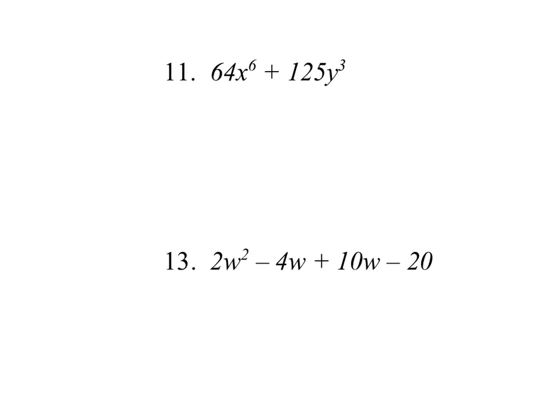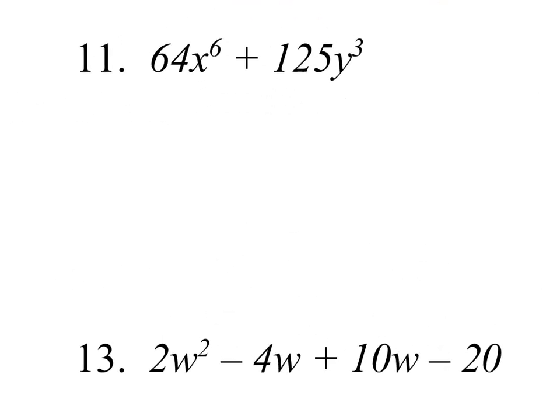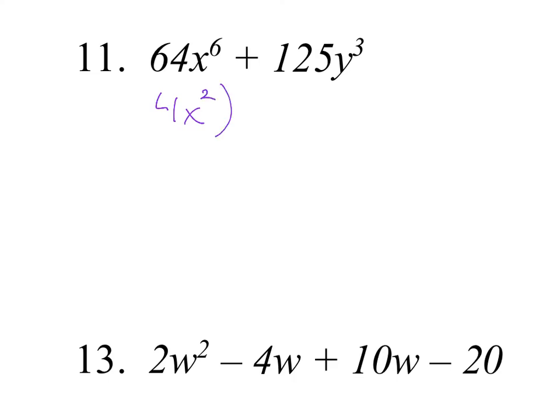All right, and moving on to 11. Okay, I'm just checking. We're almost done. All right, well, isn't that fun? Now, 64 is a cube or a square, because it's 8 squared or 4 cubed. But 125 is only a cube. So I've got 4x squared cubed plus 5y cubed. So I'm going to use my pattern.